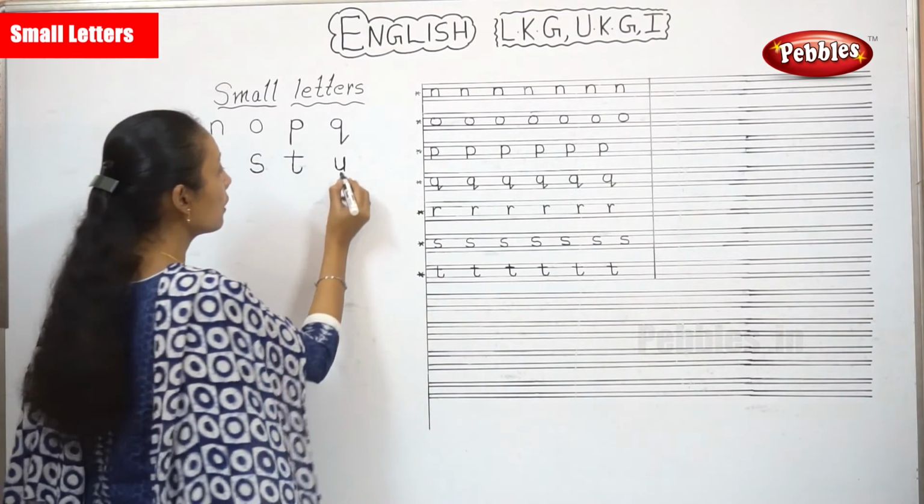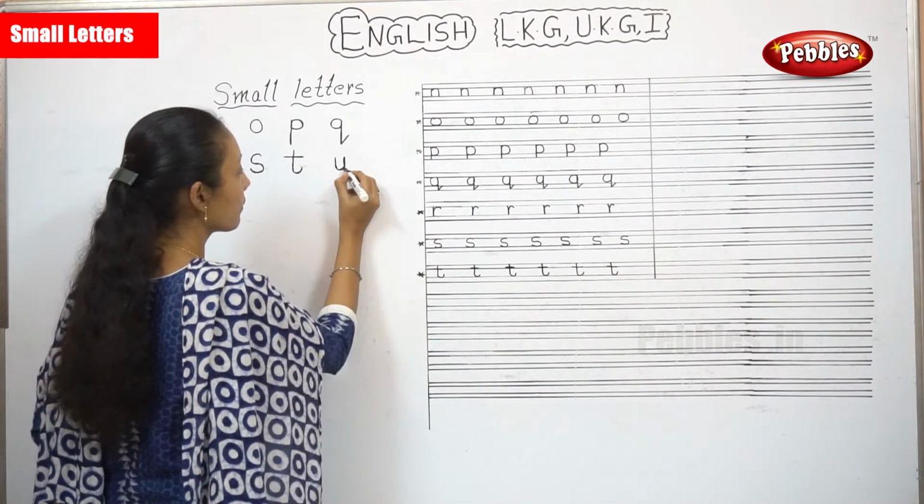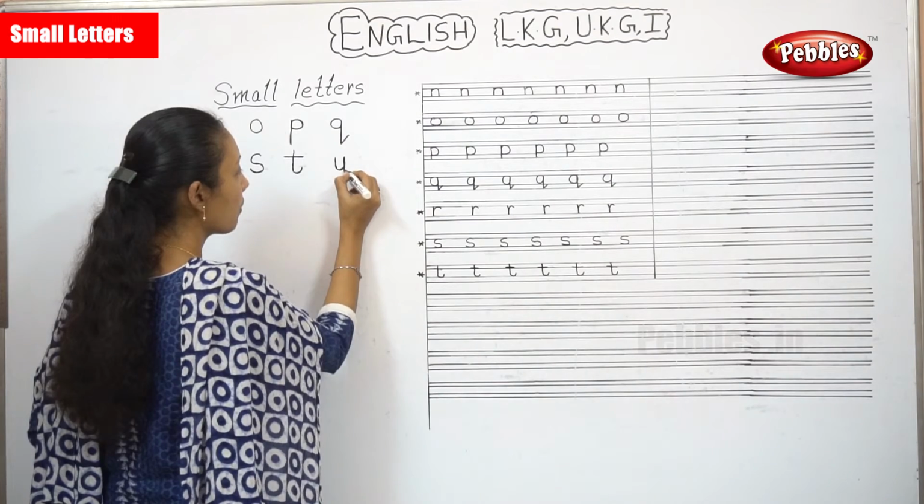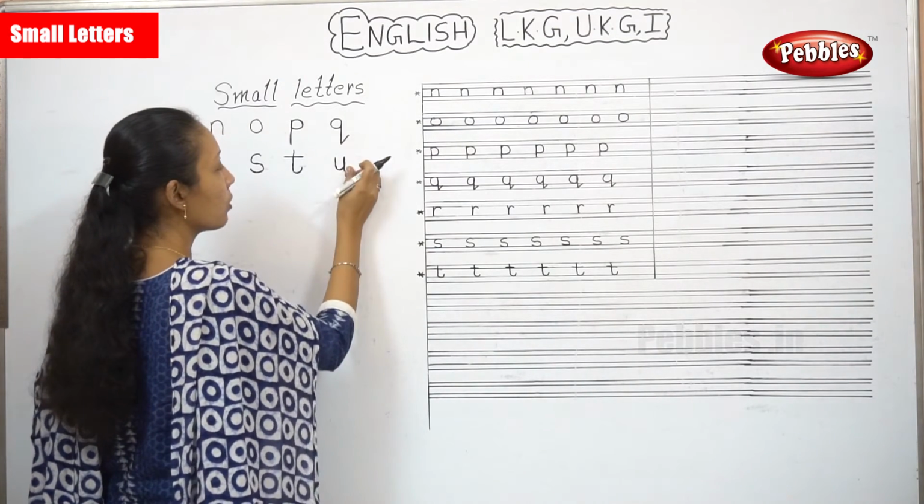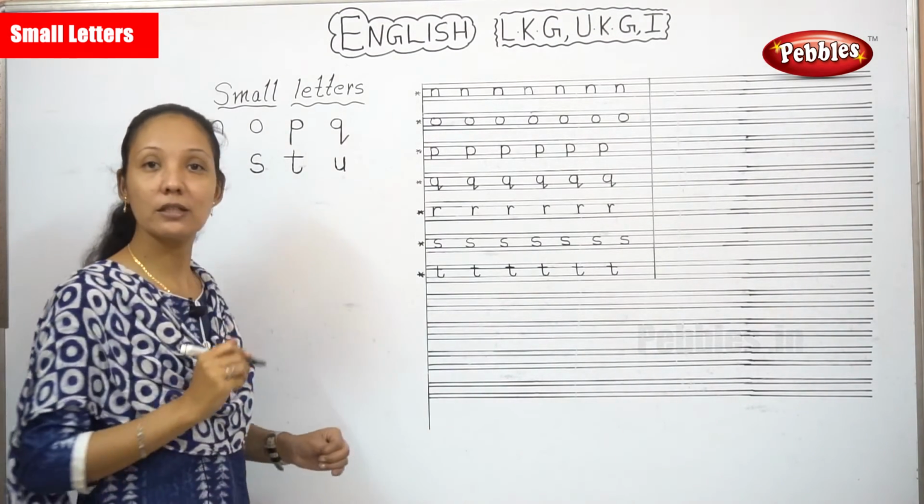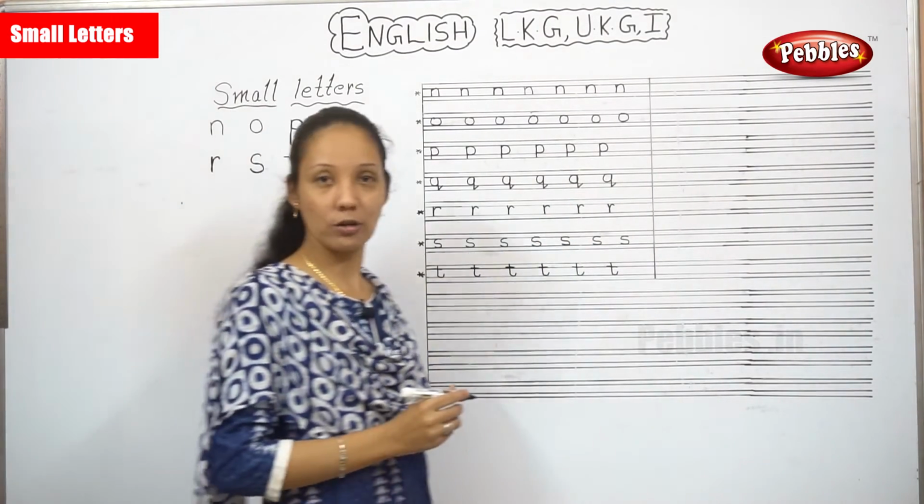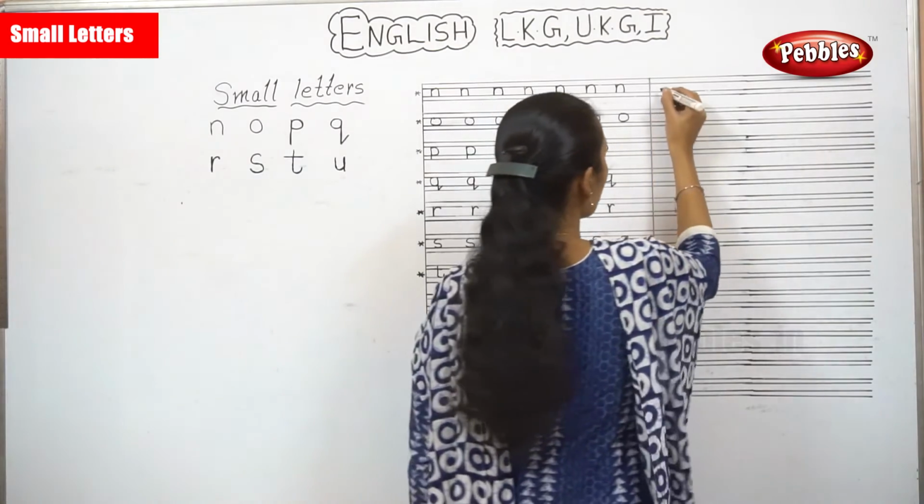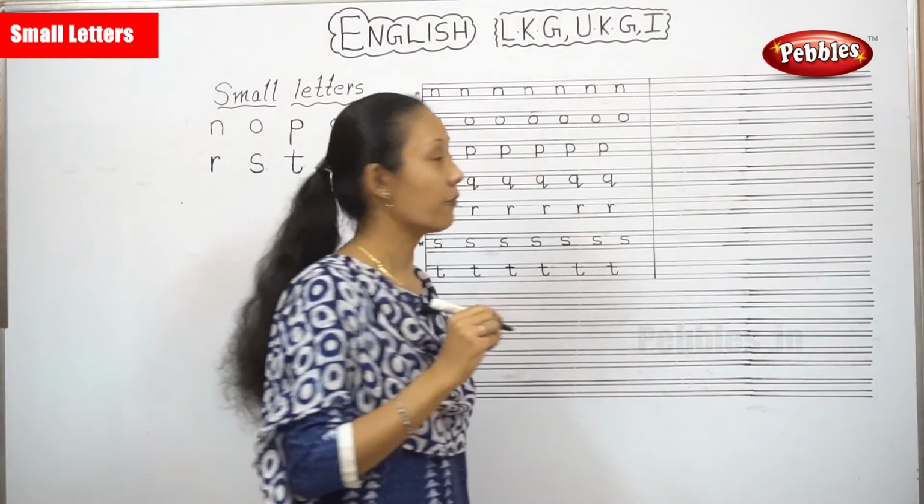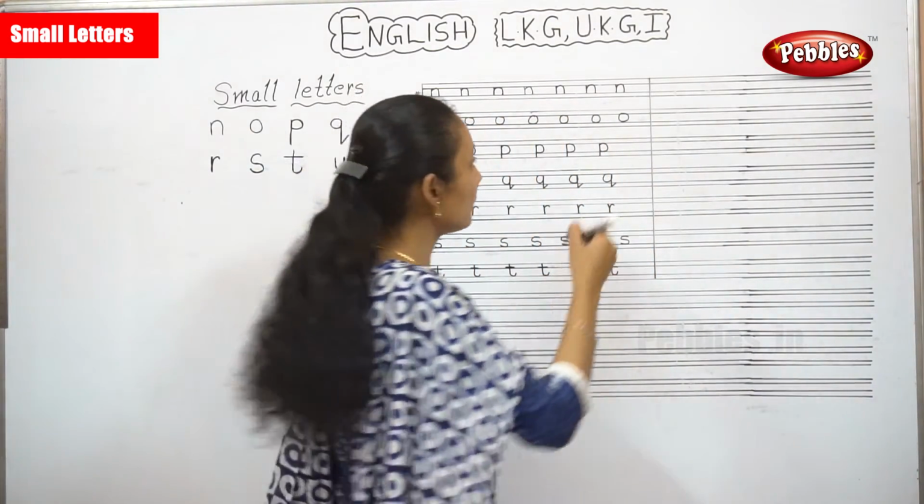Okay, you should not draw a tail like this. Understood? You should not put a small tail like this. Okay, it's only a straight line. It's called U. Shall we see how to write small U on your 4 lines? Now you will use only the first, the second and the third line.